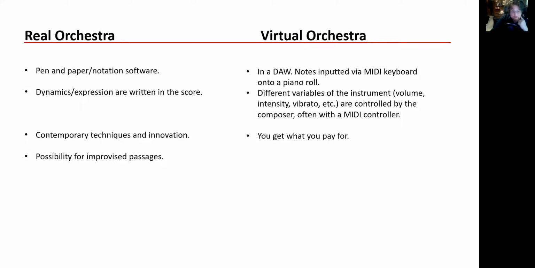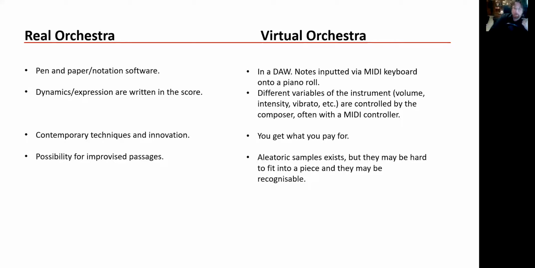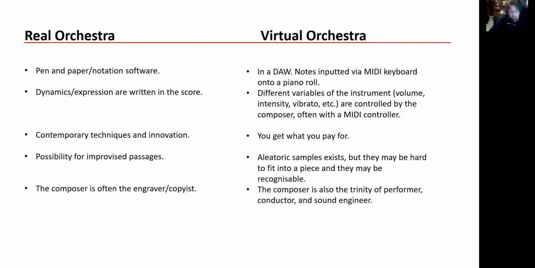Real orchestra has the possibility for improvised passages. For the virtual one, aleatoric samples do exist, but I find that they tend to be hard to fit into pieces, and they also may be recognizable from one piece to another, which kind of defeats their purpose. The composer is often the engraver and the copyist for the real orchestra, whilst for the virtual one, the composer is also the trinity of performer, conductor, and sound engineer.